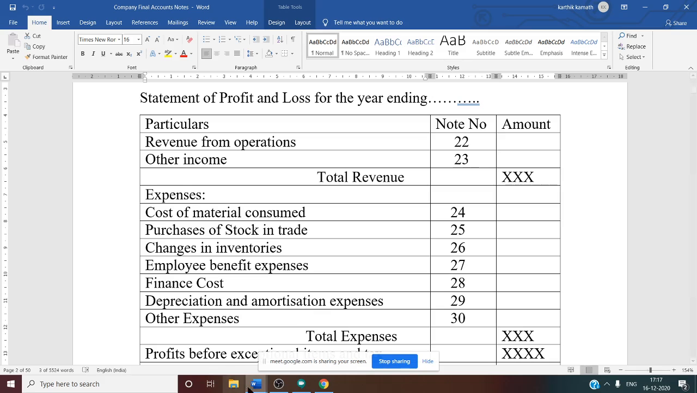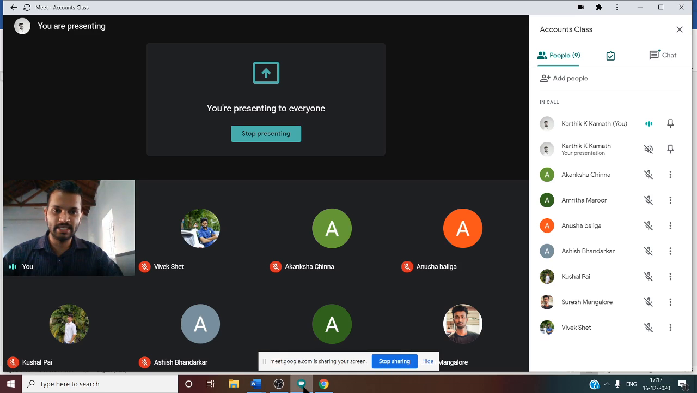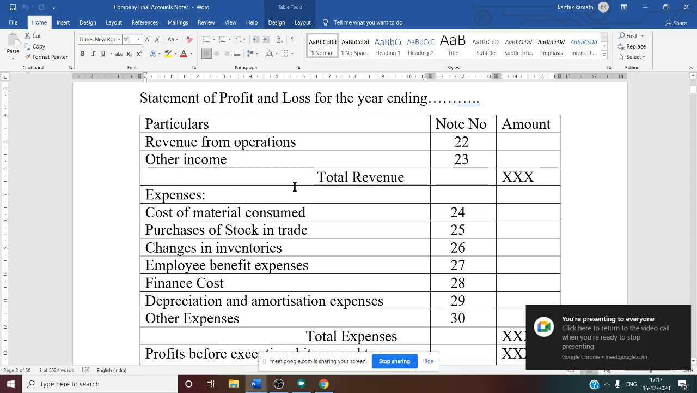Then we have to see the statement of profit and loss account. Whenever we are discussing the profit and loss account, first we have to find out total revenue.